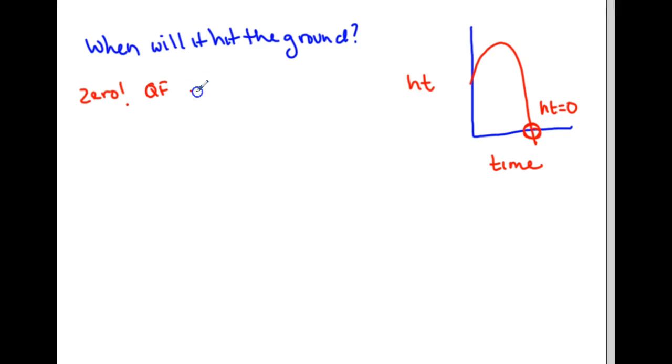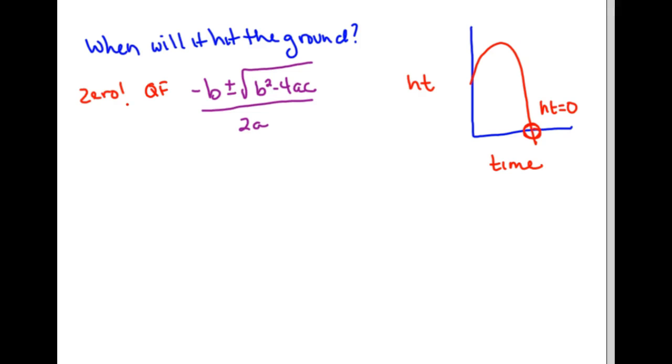Anything with an x squared. The quadratic formula is the opposite of b plus or minus the square root of b squared minus 4ac, all over 2a.